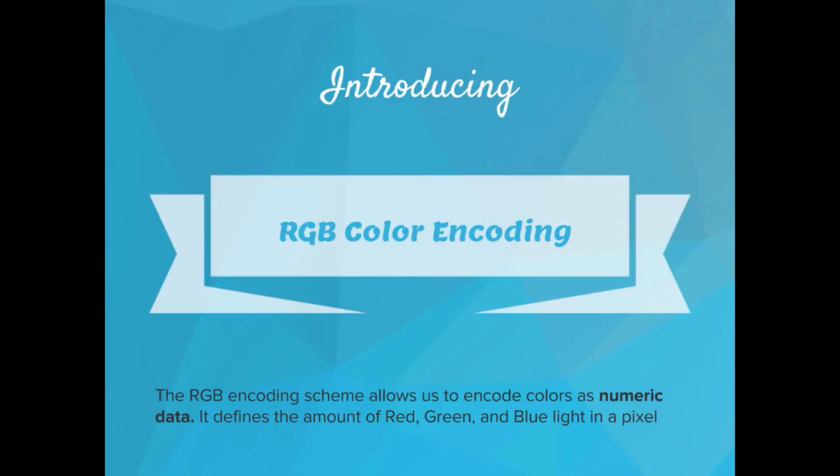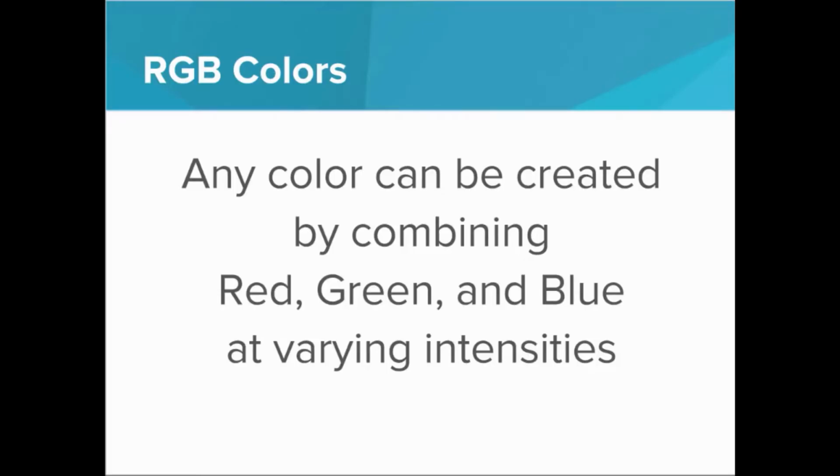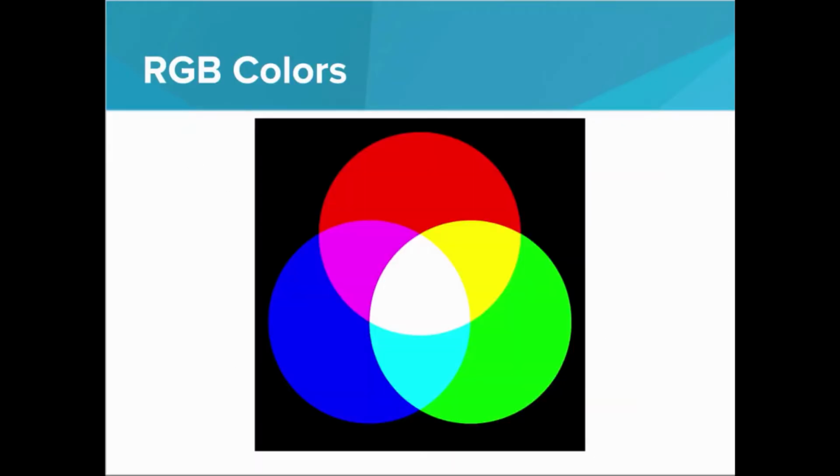And the way it does this is it defines the amount of red, green, and blue light in a pixel. This is where RGB comes from, red, green, blue. The idea here is that any color can be created by combining red, green, and blue light at varying intensities. So if we add together red, green, and blue light, if we have every light together, we get white. If we have none of the lights, we get black. And if we have some combination, we get every color in between.